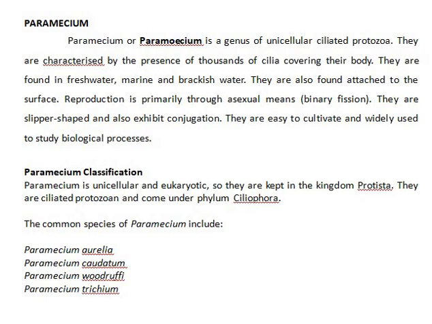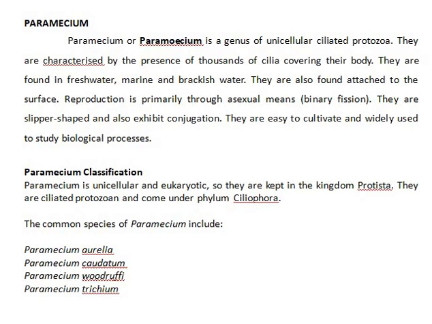Reproduction is primarily through asexual means, binary fission. They are slipper shaped and also exhibit conjugation. They are easy to cultivate and widely used to study biological processes.